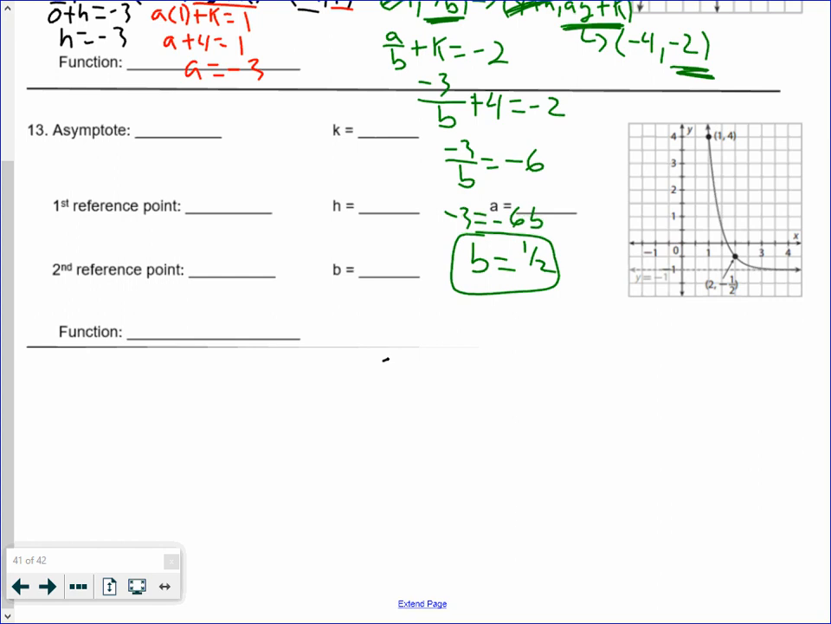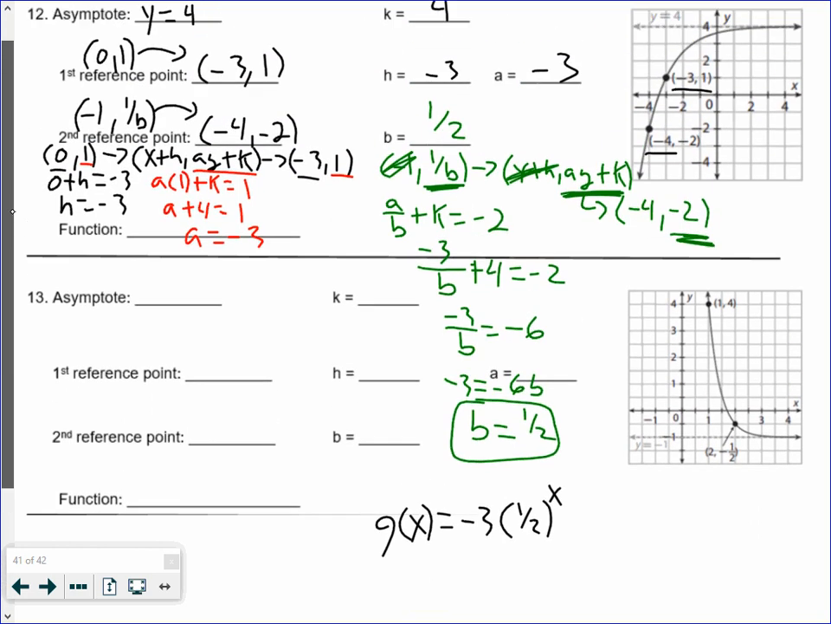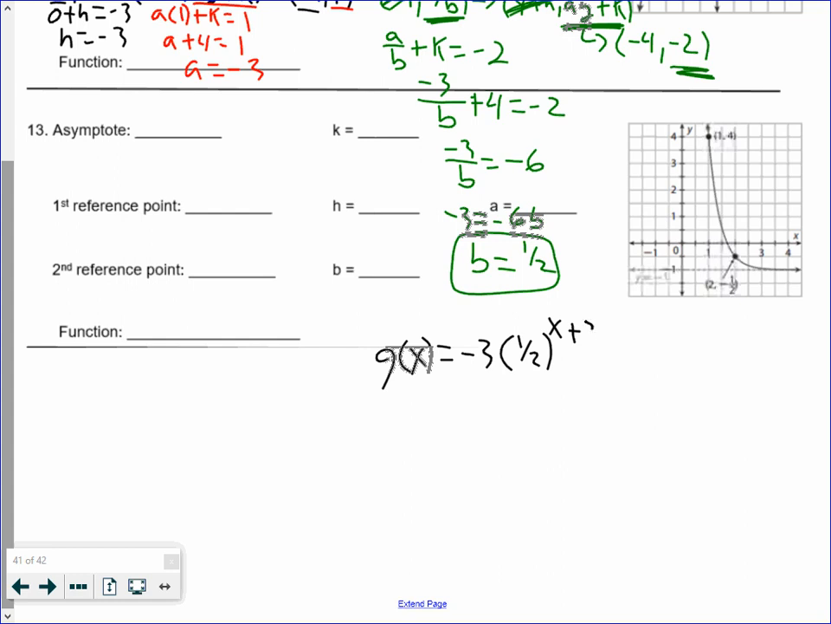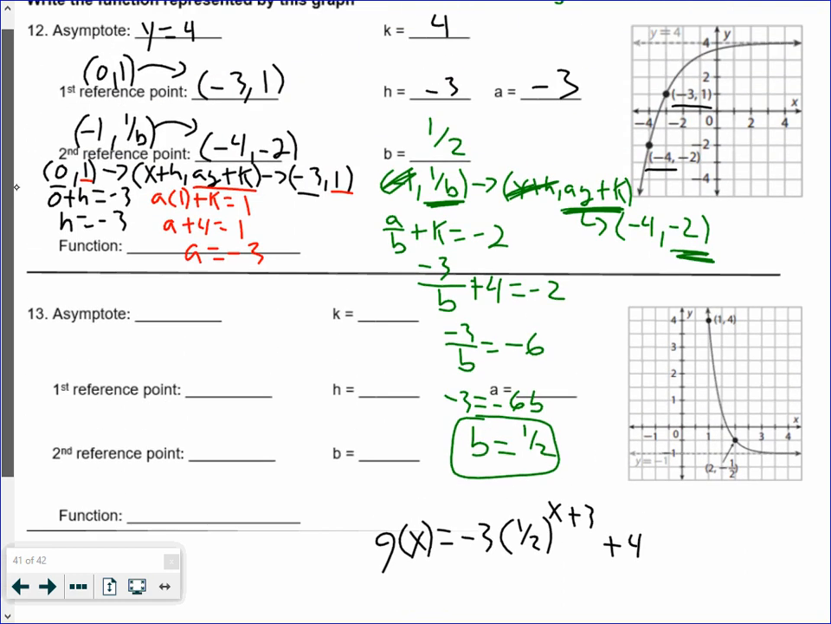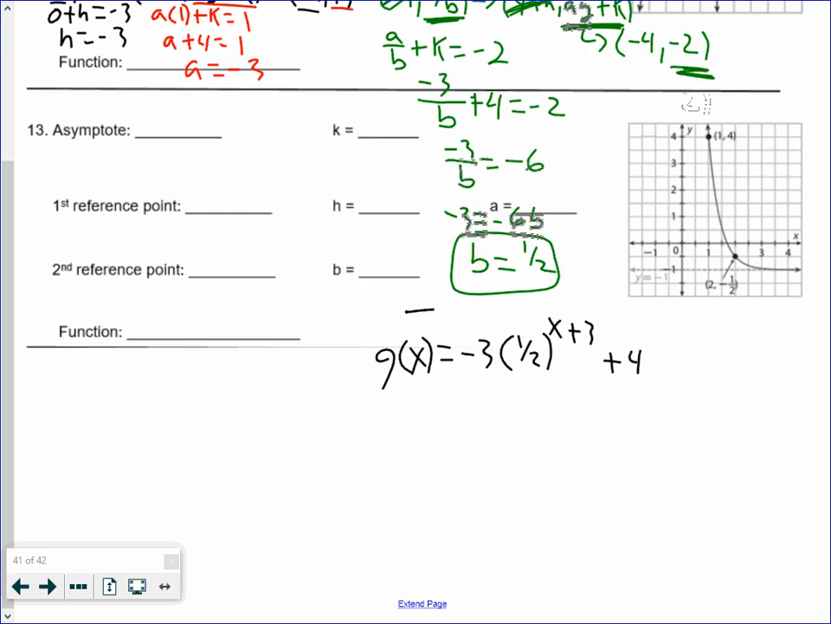So that means our g of x will equal our a value of negative 3 times our b value of 1/2, all raised to the x minus our h, which we said was negative 3, so x plus 3, plus our k value of 4. And that right there is our function for number 12.